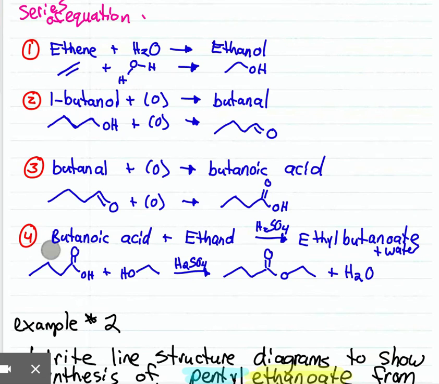Then I'm showing the butanal oxidizing into the butanoic acid. And then I'm showing the butanoic acid plus the ethanol with that sulfuric acid catalyst. We know you need that. Making our ester, ethyl butanoate, plus water.